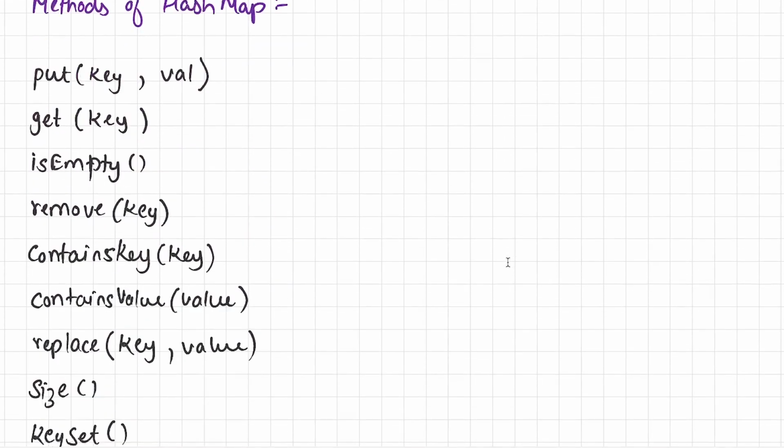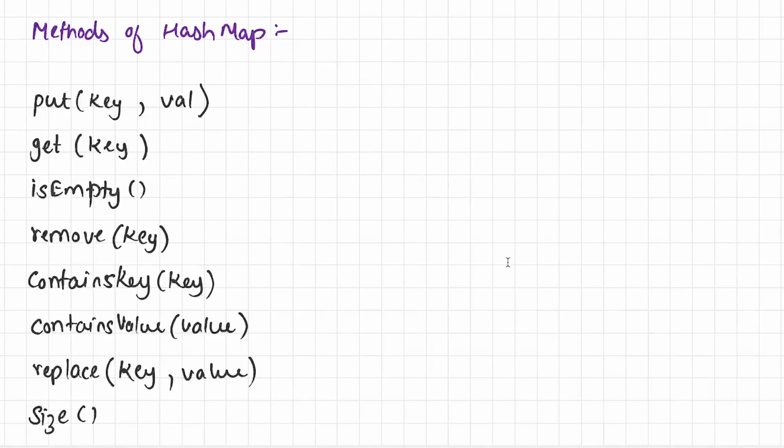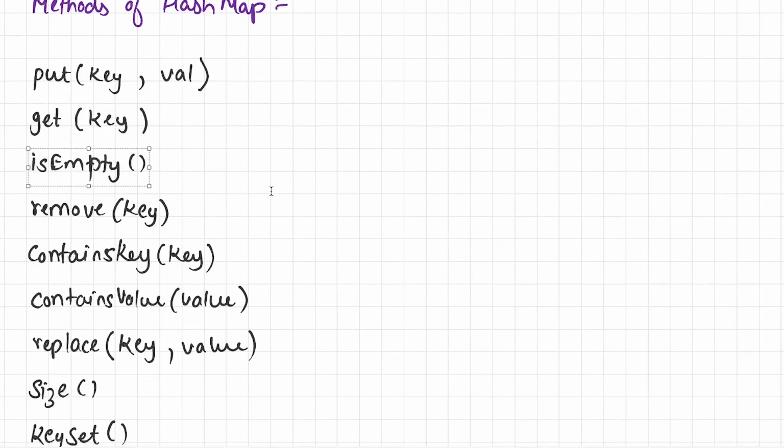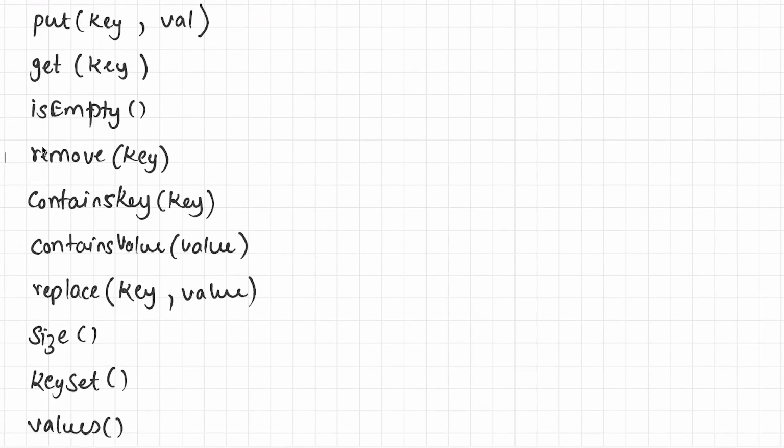Now let's move on and see some of the most commonly used methods that we can call on HashMap. The first method is the put method. The put method is used to put an association of a key value pair into the HashMap. Next is the get method. The get method is used to get the value associated with the specified key. Next is isEmpty. The isEmpty method is used to check if the HashMap is empty or not. The next one is the remove method. The remove method is used to remove the value that is associated with the specified key.